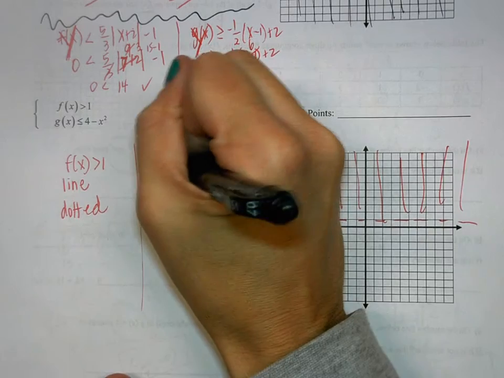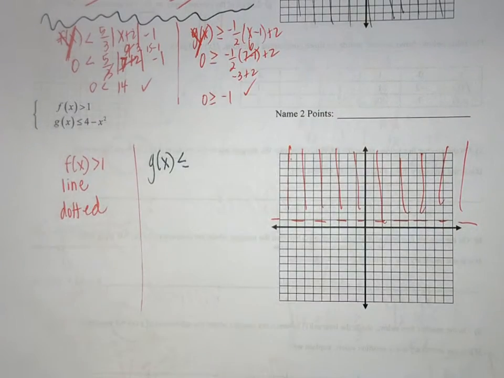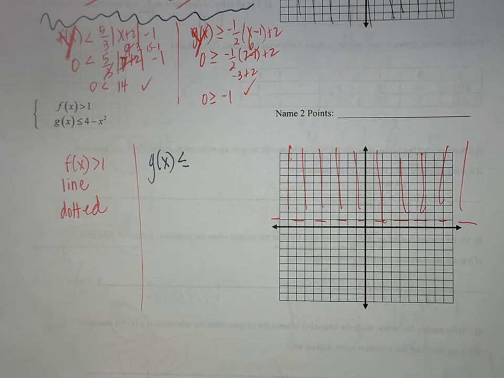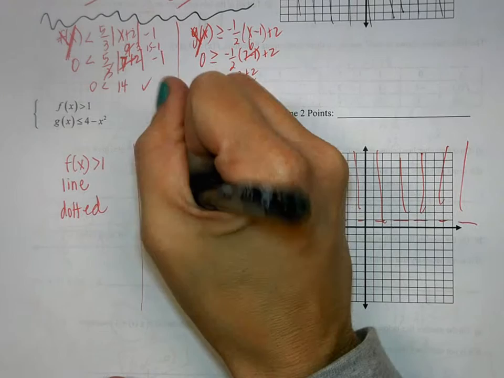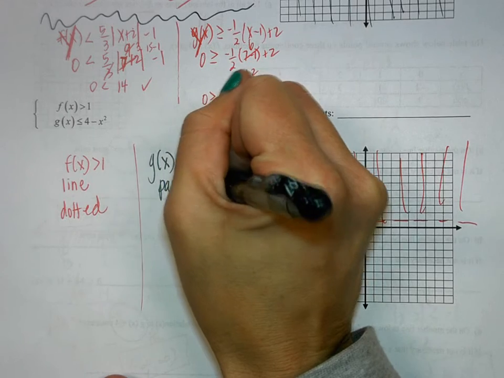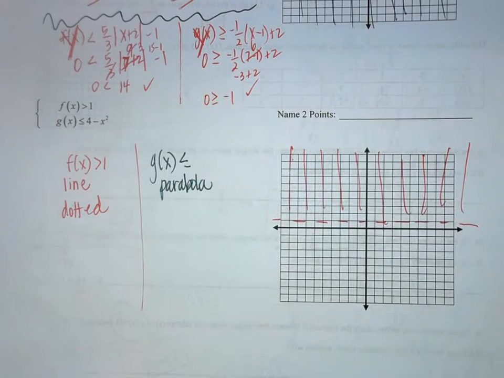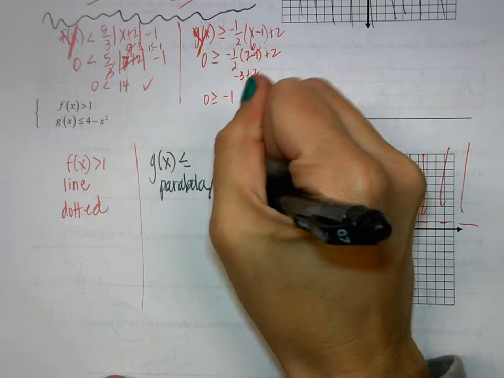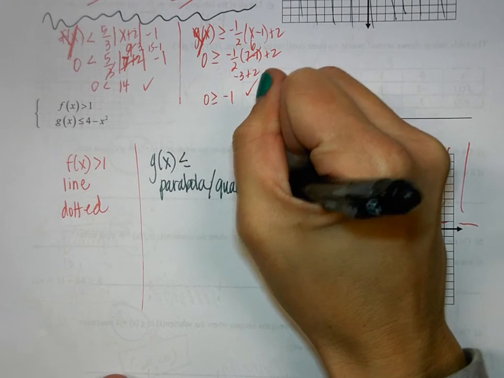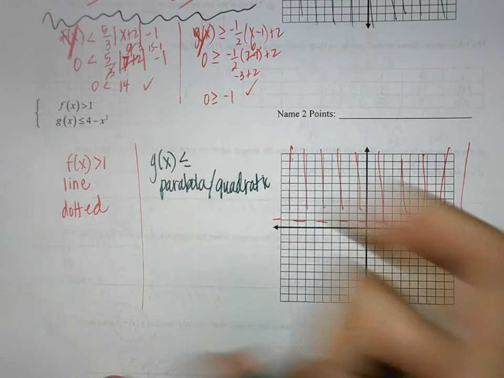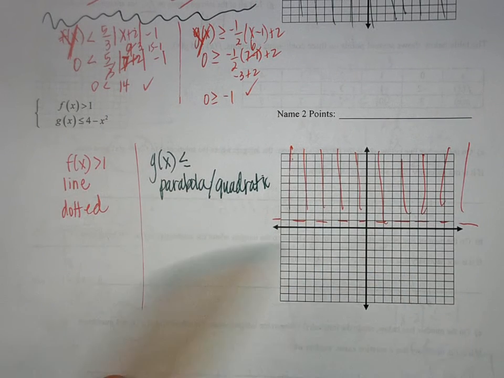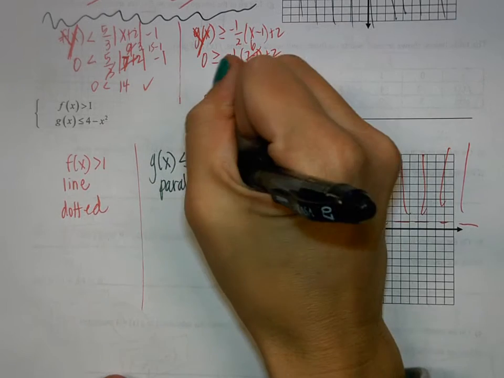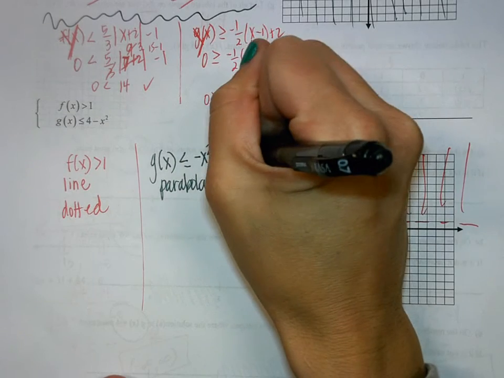I'm going to rewrite this one. I don't like how it's written. Do we know what type of graph that is? Parabola or a quadratic. Because it's exponential when your x is in the exponent, but when we just have a 2 there, that's your parabola or quadratic. Okay, so I'm going to put my x squared part first. So how would I end up writing this equation? Good, negative x squared and then plus 4.